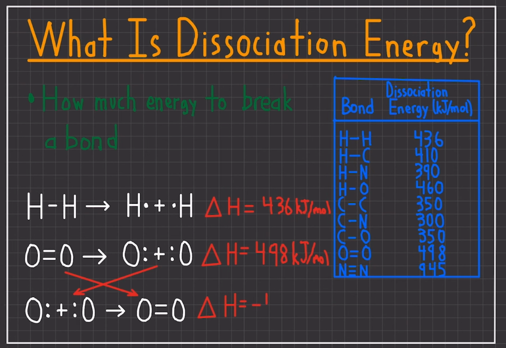Since the breaking of an oxygen-oxygen bond would just be the reverse reaction of the formation of an oxygen-oxygen bond, we can just flip the sign of the bond dissociation energy to determine how much energy is released when an oxygen-oxygen bond is formed.